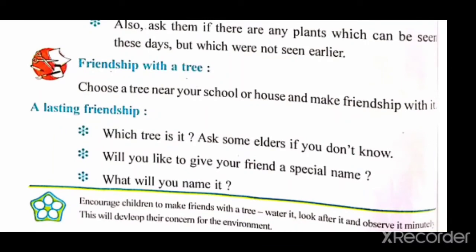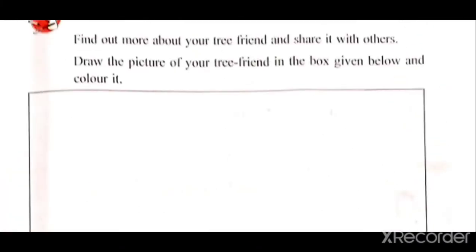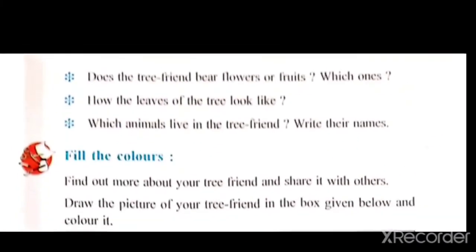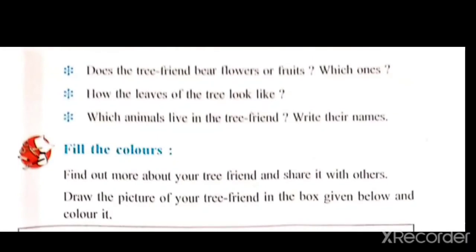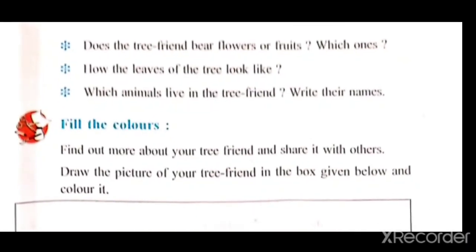Second, will you like to give your friend a special name? What will you name it? I can name it Honored because it's a coconut and it sounds cute also. You can also name your plants. Then here are some more questions which we can see.